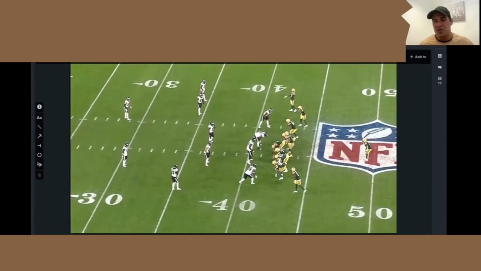There are some times where you need to know more of a situation than that, like how much time is left and things like that. In this case, all we need to know is first play of the game, 1st and 10. Good enough, right? So the next thing I do is what's called structural awareness. So this is the formation and the backfield.